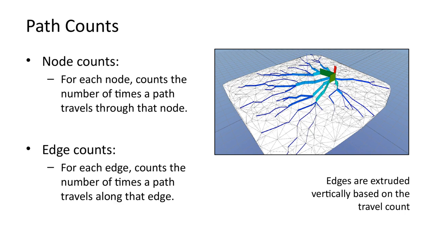The analysis can calculate the node counts and edge counts. These metrics may be significant, depending on the type of network analysis being conducted. For example, if the paths represent pedestrian routes, then the counts may be indicative of the number of people traveling through each node or along each edge. Note that the node counting approach is similar to betweenness centrality, which will be covered in a later video.